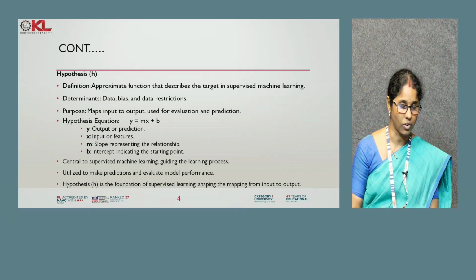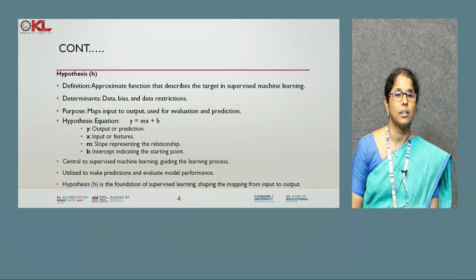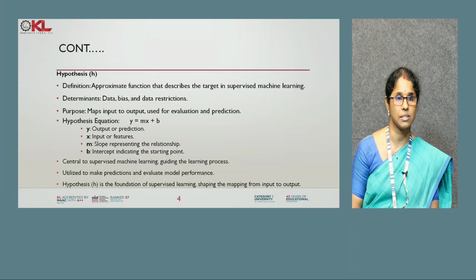As I already said, hypothesis is an approximating function that describes the target in supervised machine learning. So we need data bias and data restrictions as determinants to work out the hypothesis, and the purpose is to map the input to the output based on the evaluation and prediction. Based on the facts that you have given as an input, you get certain outputs. So it is used for evaluation and prediction there.